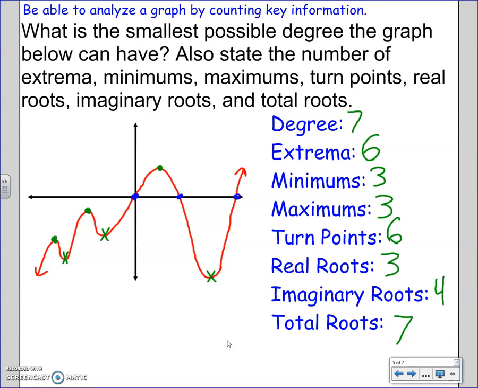Alright, so that's the order I do. So just count the mins and maxes for the graph. That tells you the extrema, the turn points, and the degree. The degree then tells you how many answers there are. Then you can count how many x-intercepts you see and subtract that from the total answers for your imaginary.